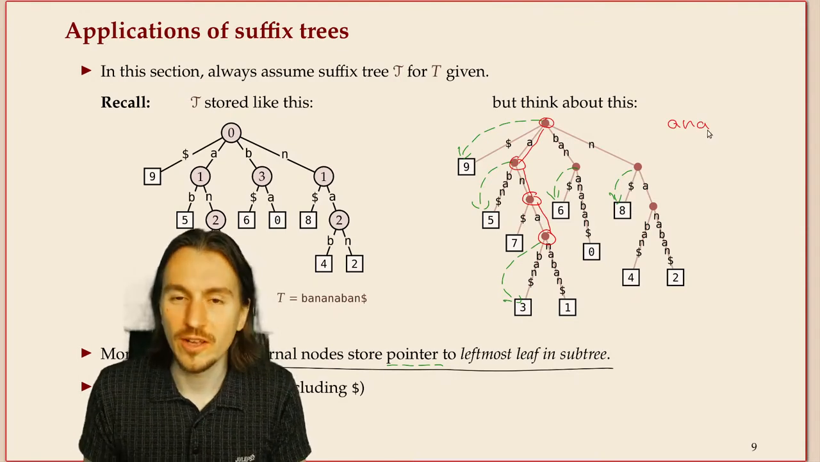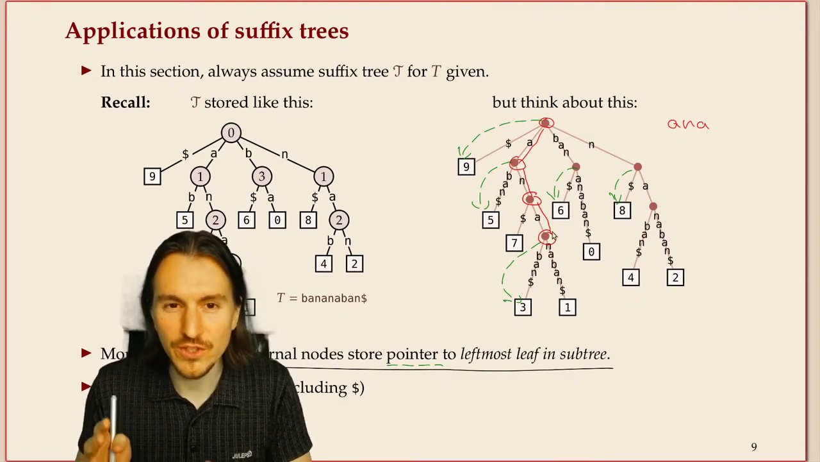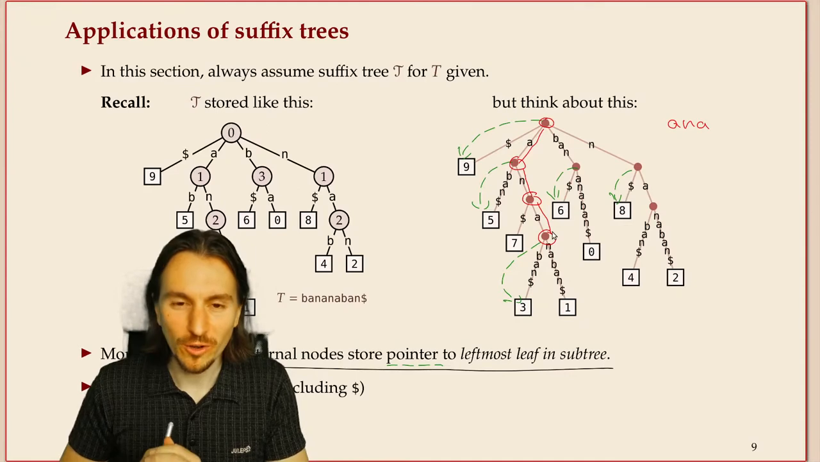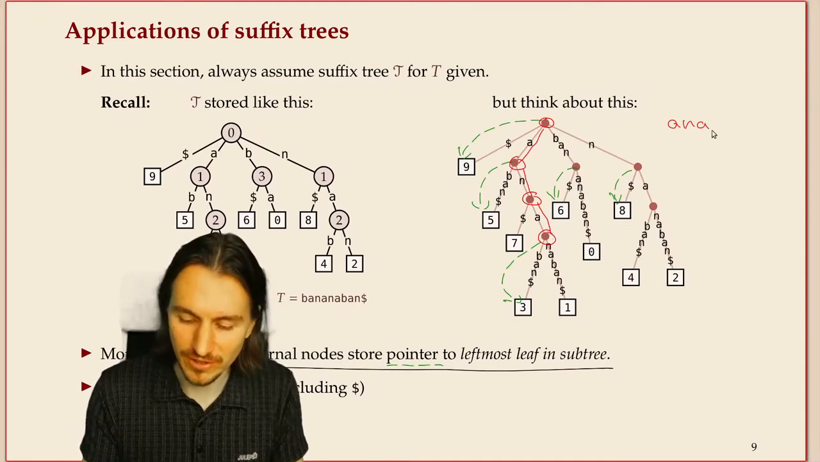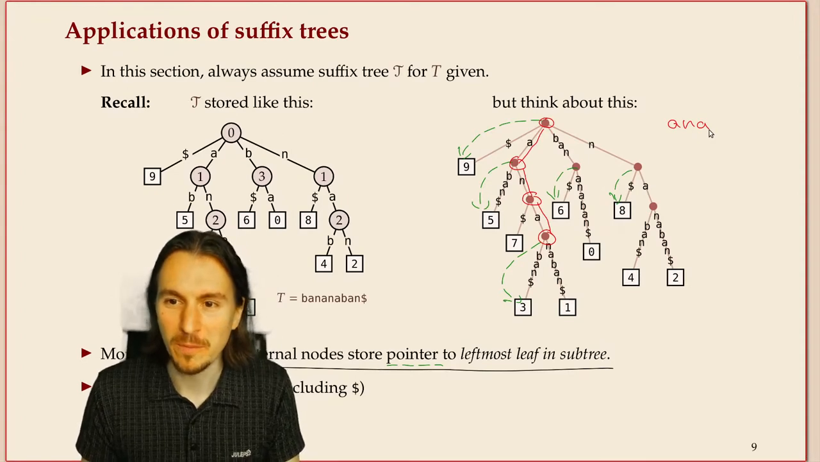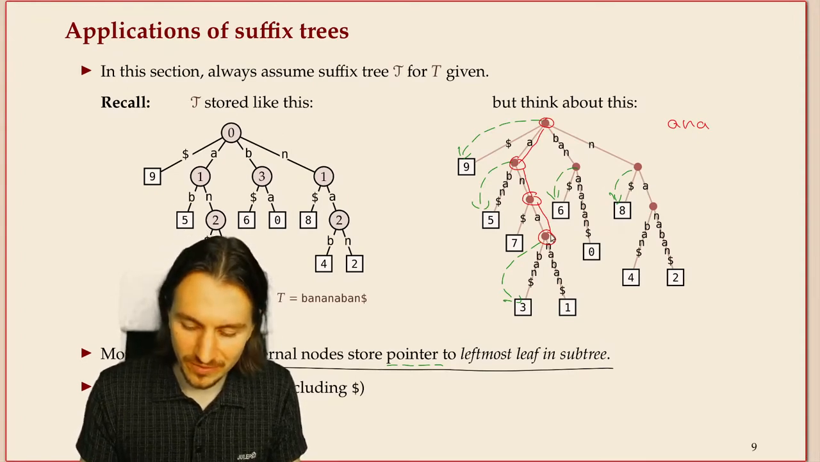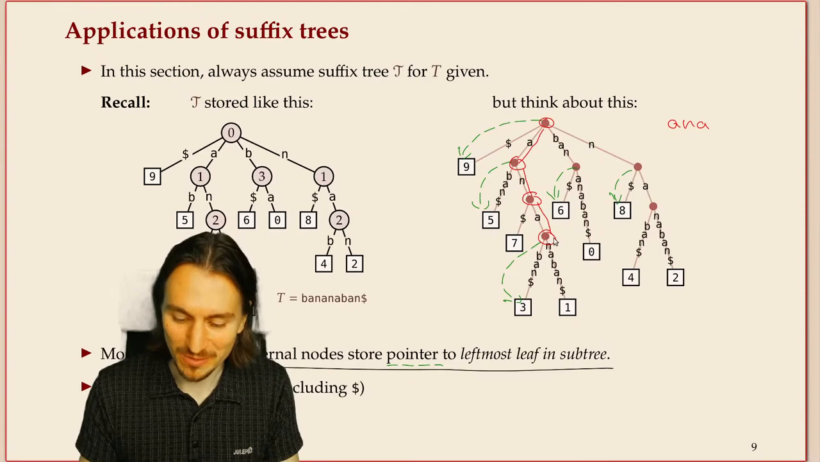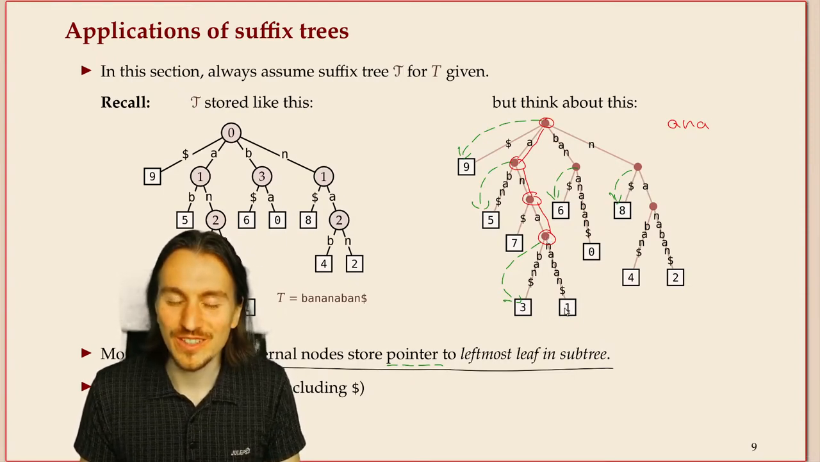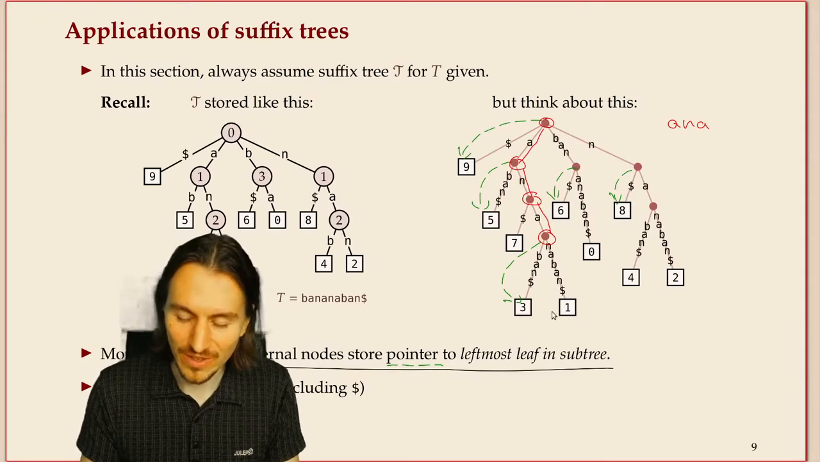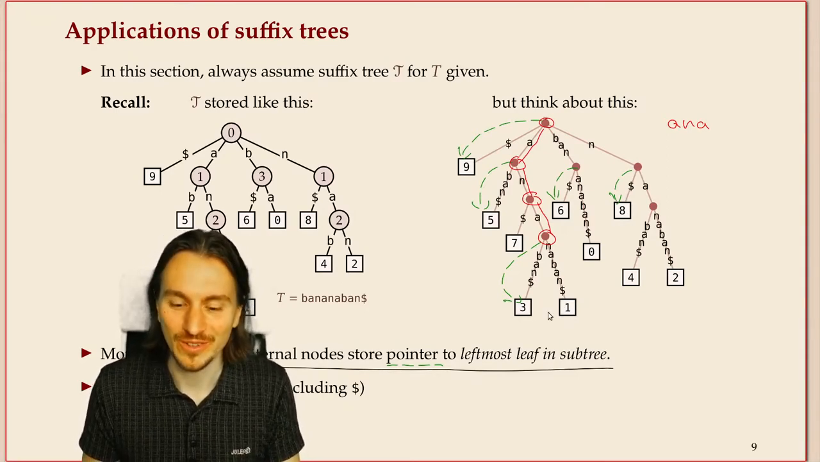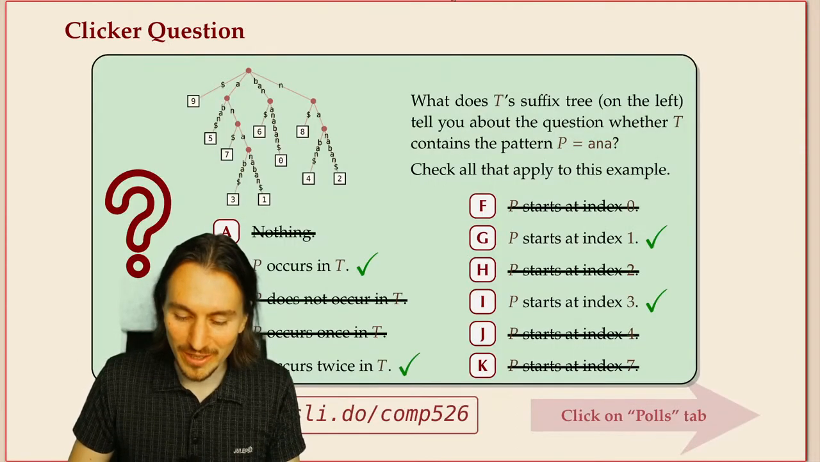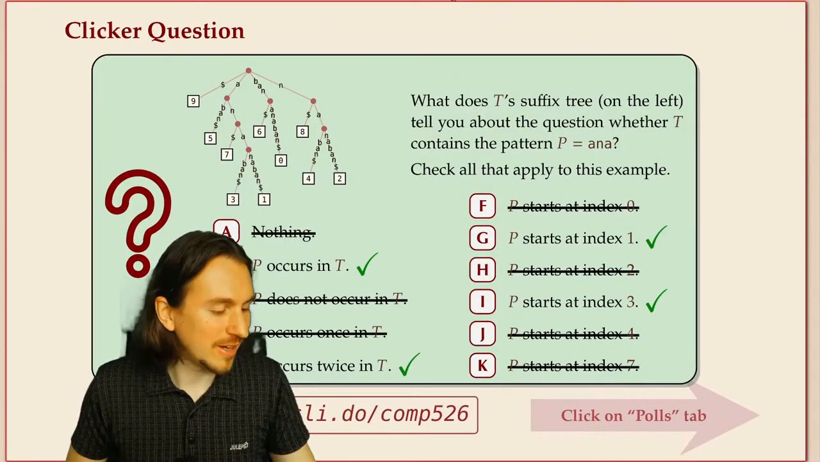So we know, because this node exists, that there is at least one suffix of the text that starts with this string, and that will be enough to know that there is an occurrence. The number of leaves is the number of occurrences, and the indices in the leaves are the starting indices of all the occurrences. That's why these are the correct answers.